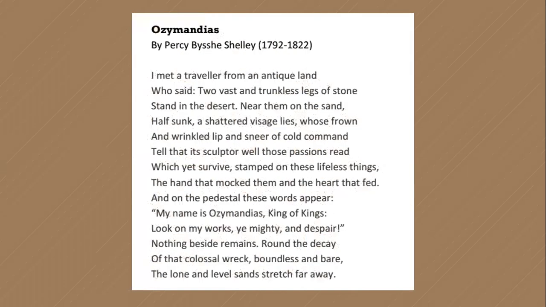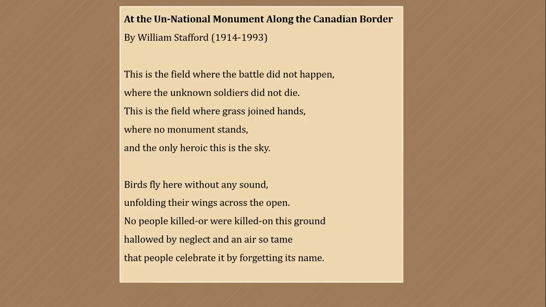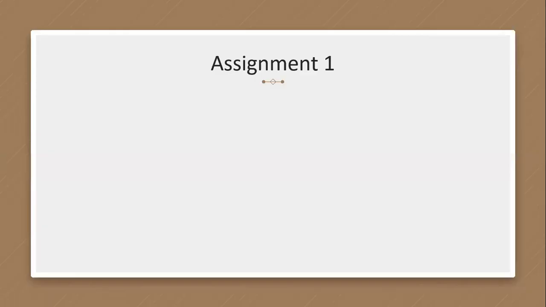Ozymandias. And then the second poem for students with even student numbers. The title, At the National Monument Along the Canadian Border. I want you to collect the practice next week in this Google Classroom. And then here also assignment 1.